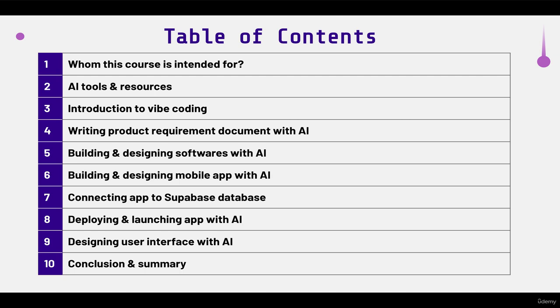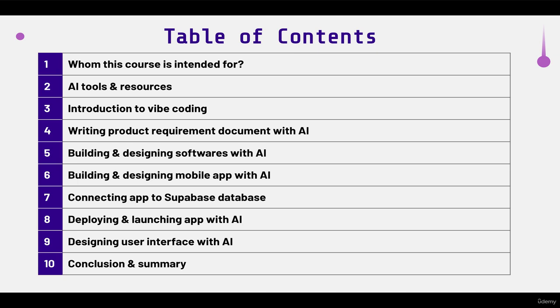Okay, now let's move on to the next chapter. Chapter 8. Deploying and launching app with AI. In this chapter, we are going to deploy our app using tools like Netlify and Vercel. The process is very straightforward. You only need to connect your project repository or upload your app files, specify basic deployment settings, and within a few minutes, your app will be live and you will be able to share the URL with anyone.